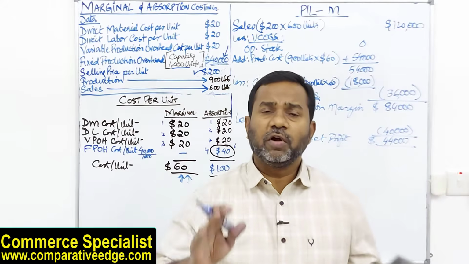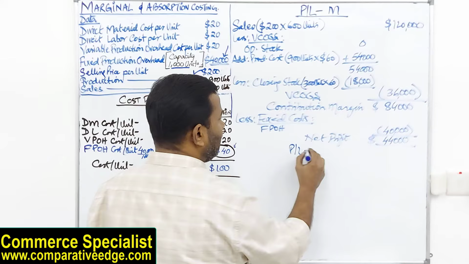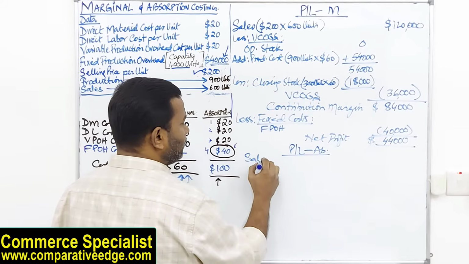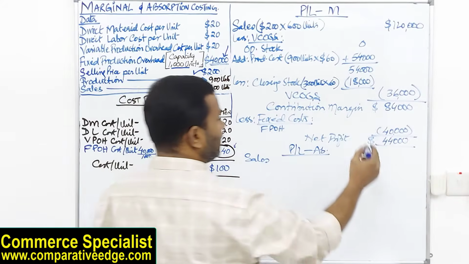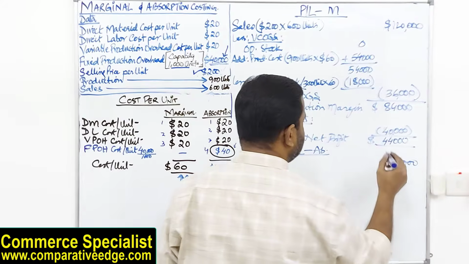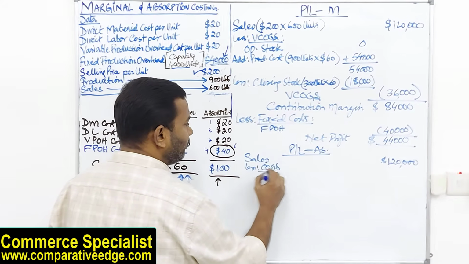Now let's do profit and loss under absorption costing. So this is profit and loss under absorption costing. We start off with sales. Because the question is the same, sales will always be the same. 120,000. That is selling price into number of units. Less cost of goods sold.